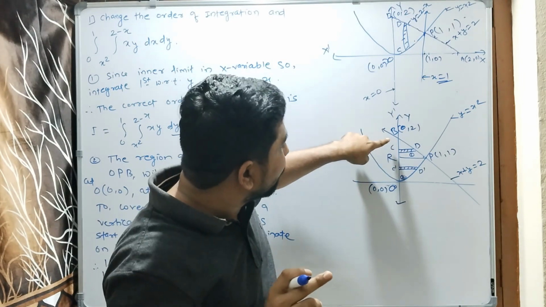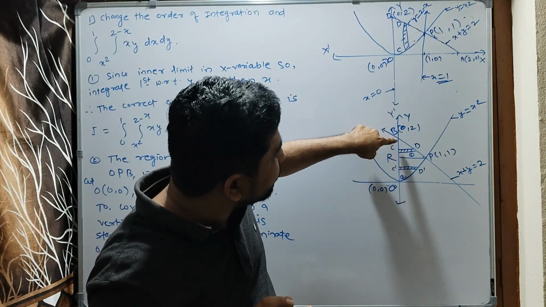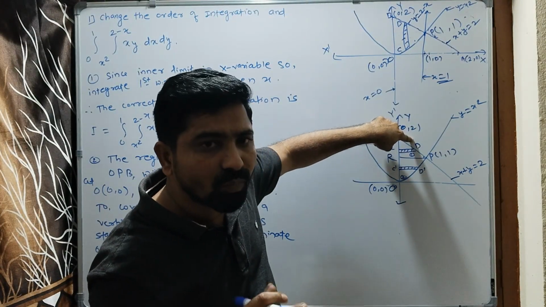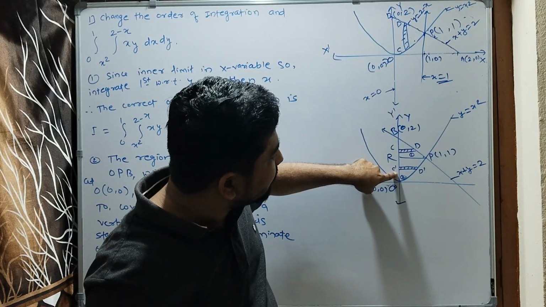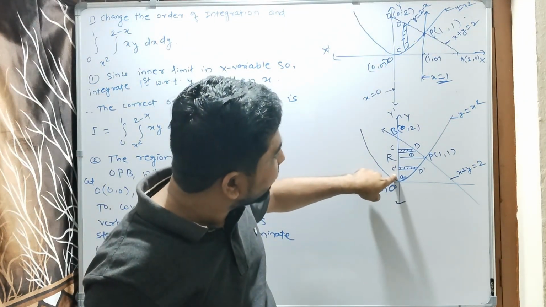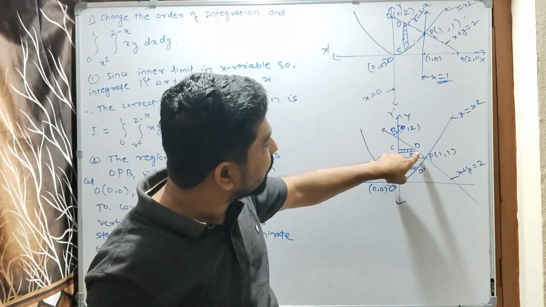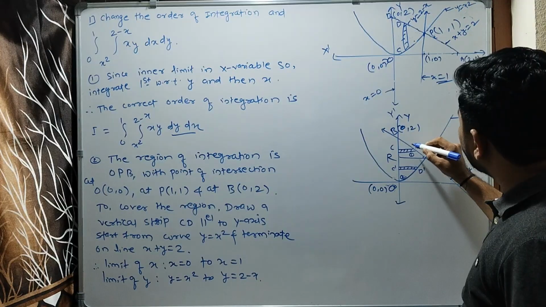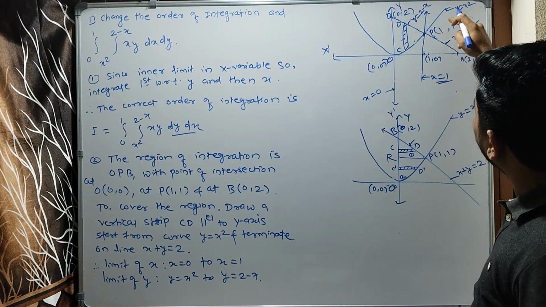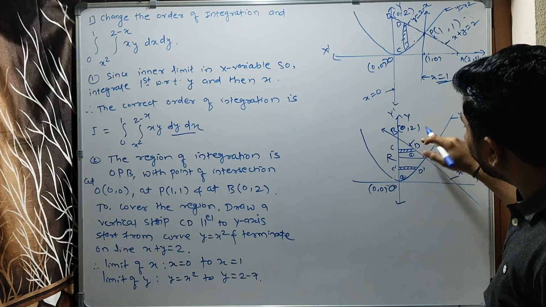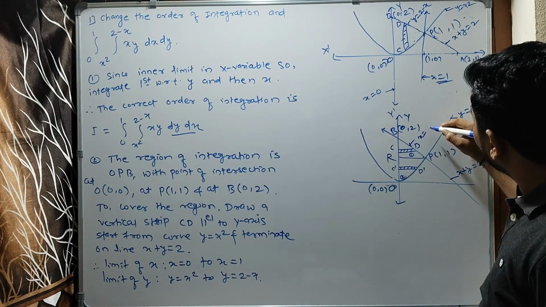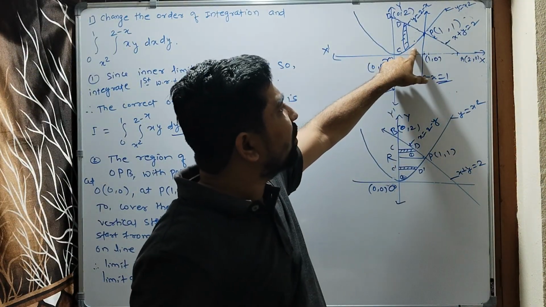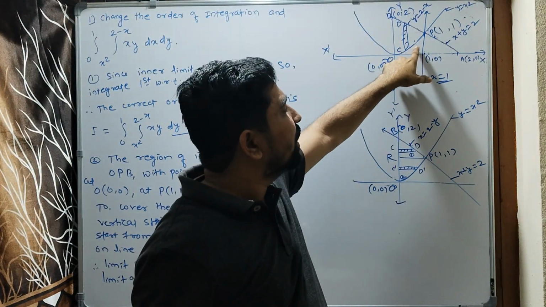Now in the first region, my strip CD starts on the y-axis and terminates on the line x plus y equal to 2. But in my second region, my strip C dash D dash starts on the y-axis and terminates on the curve. So this strip terminates on the line and this strip terminates on the curve, and at these points the value of x is different. Previously I was finding the value of y in terms of x. Now I want to find the value of x in terms of y.